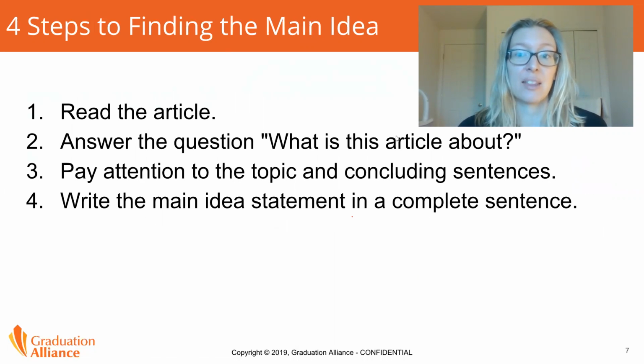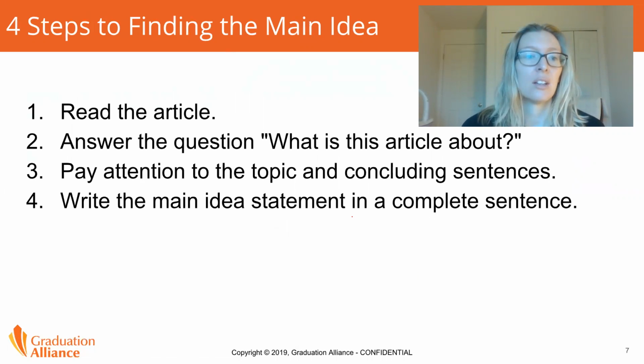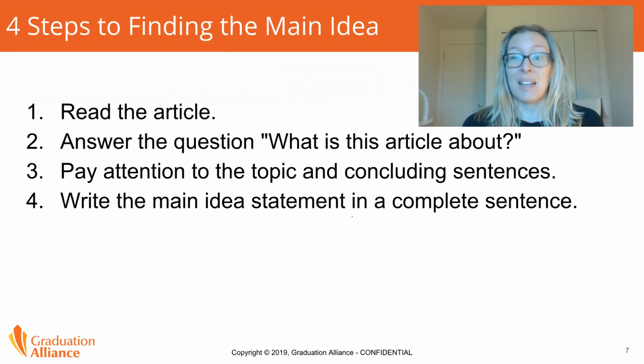So there are 4 steps to finding the main idea. First, you need to read the whole article. For this lesson, we use a short paragraph, but if it's a longer article, you still have to read the entire article. Second step, answer the question, what is this article about? Basically, that's asking, what is the main idea? So what is this article all about? What's the topic? And the topic will give you a clue as to what the main idea is when you write it in a complete sentence.